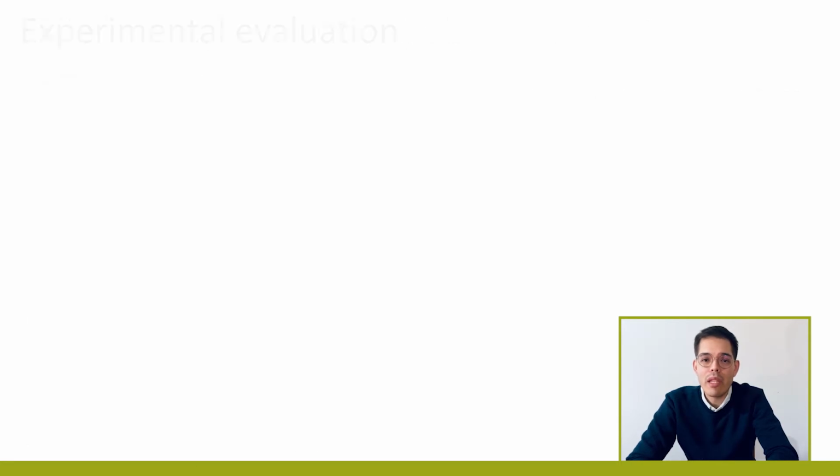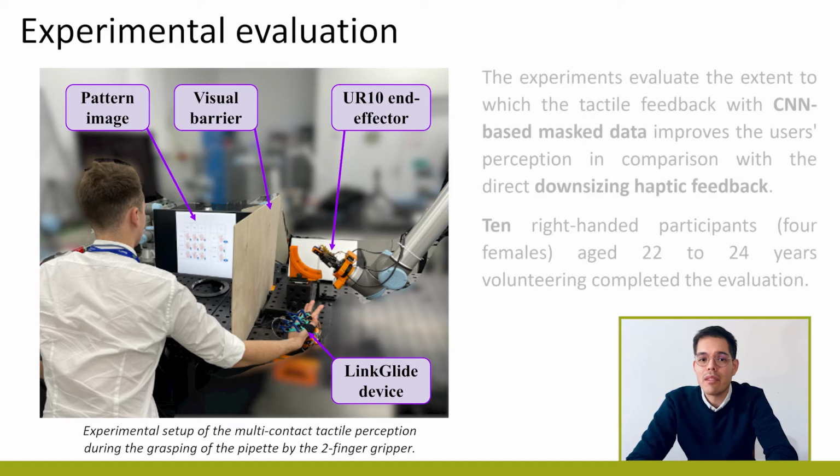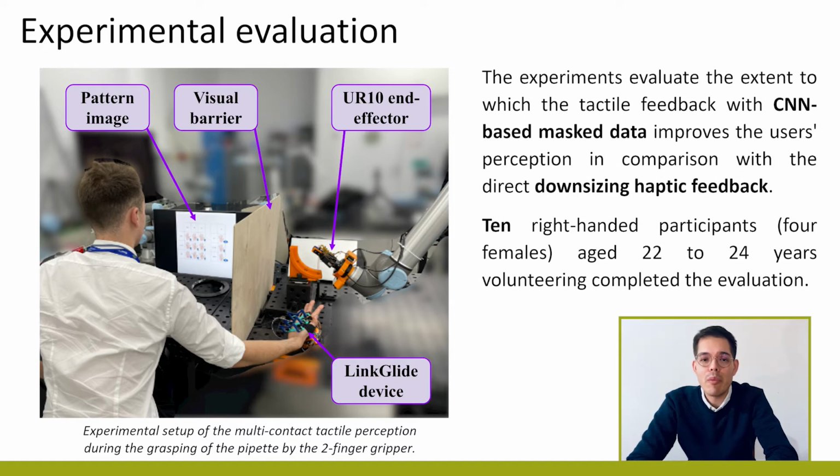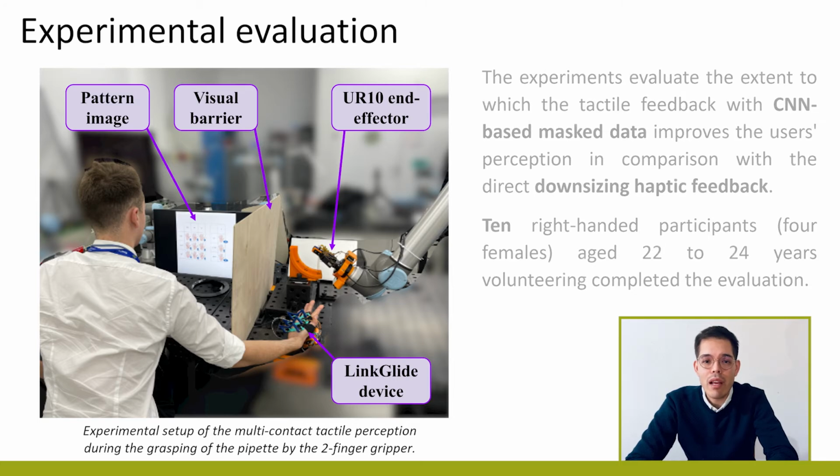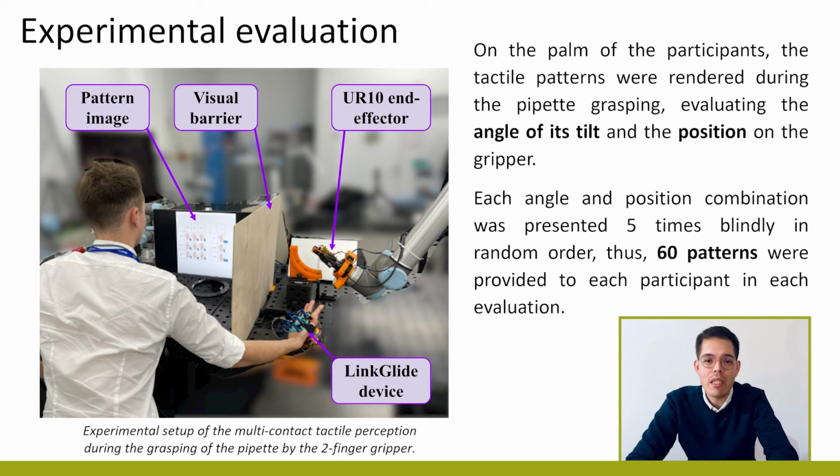The experiment evaluates how the tactile feedback with base mask data improves the user's perception compared to the direct downsizing haptic feedback. During the first experiment, the tilt and position perception was rendered directly from the sensor's data to the user's palm by the haptic display using the downsize method. During the second experiment, the CNN classification performed the data masking. Each of the 4 angle and 3 position combinations was presented 5 times blindly in random order.